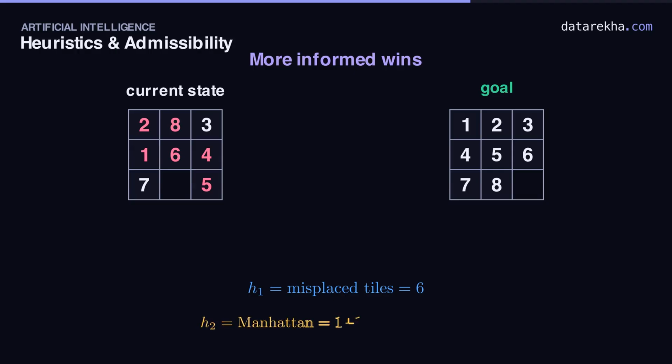The second, Manhattan distance, sums how far each tile must travel. It's rows plus columns away from home. Add those up, and you get 9. It's admissible too, since a tile can't reach home in fewer steps than that distance. Both are honest, but 9 beats 6. Manhattan dominates counting misplaced tiles. It always gives the larger, sharper estimate, so A star guided by Manhattan explores far fewer nodes to reach the same optimal answer. When you can, pick the largest admissible heuristic you can find.